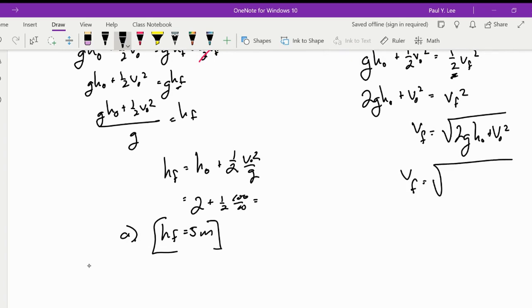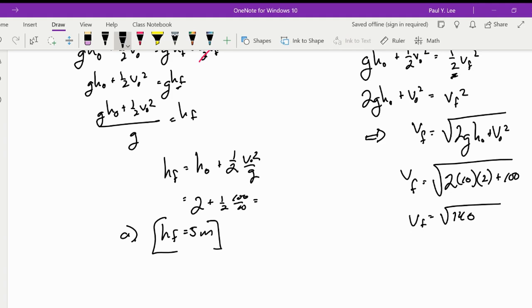For the FRQs, if it asks you to derive a formula using the given variables, this is what they want, but we want to be able to calculate it as well. So we have 2 times g, which is just 10. Our initial position, what was it, 2? Our initial velocity, what was it, 10? So 10 squared, that's a hundo. 2 times 2 is 4. 4 times 10 is 40 plus 100. So this is the square root of 140.